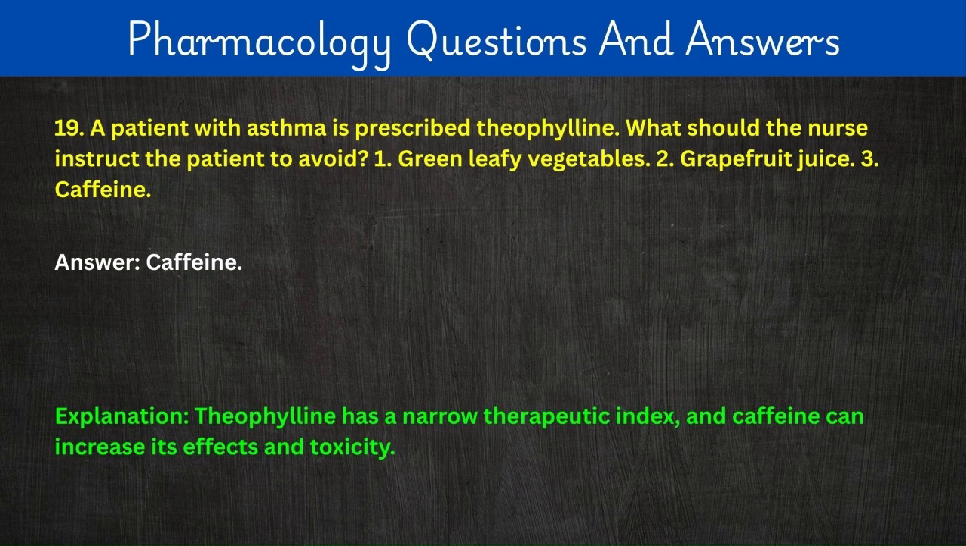19. A patient with asthma is prescribed theophylline. What should the nurse instruct the patient to avoid? 1. Green leafy vegetables. 2. Grapefruit juice. 3. Caffeine. Answer: caffeine. Explanation: theophylline has a narrow therapeutic index and caffeine can increase its effects and toxicity.